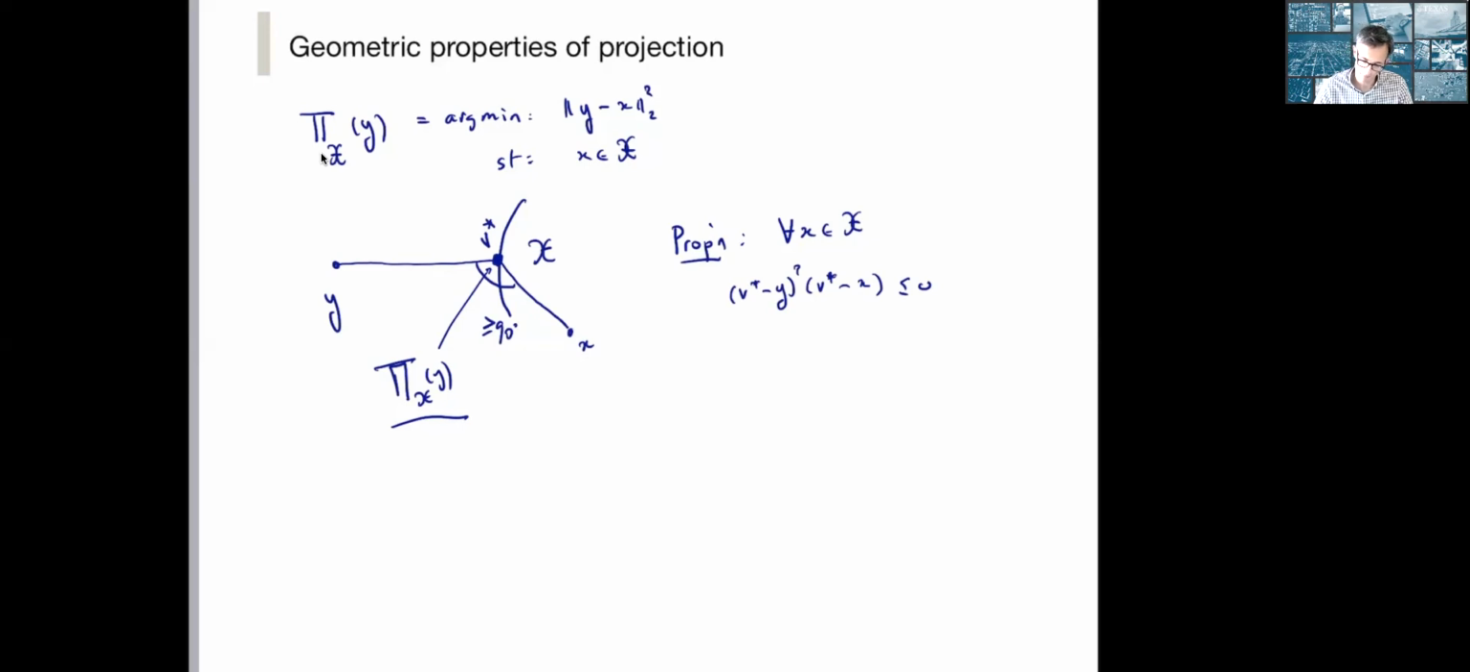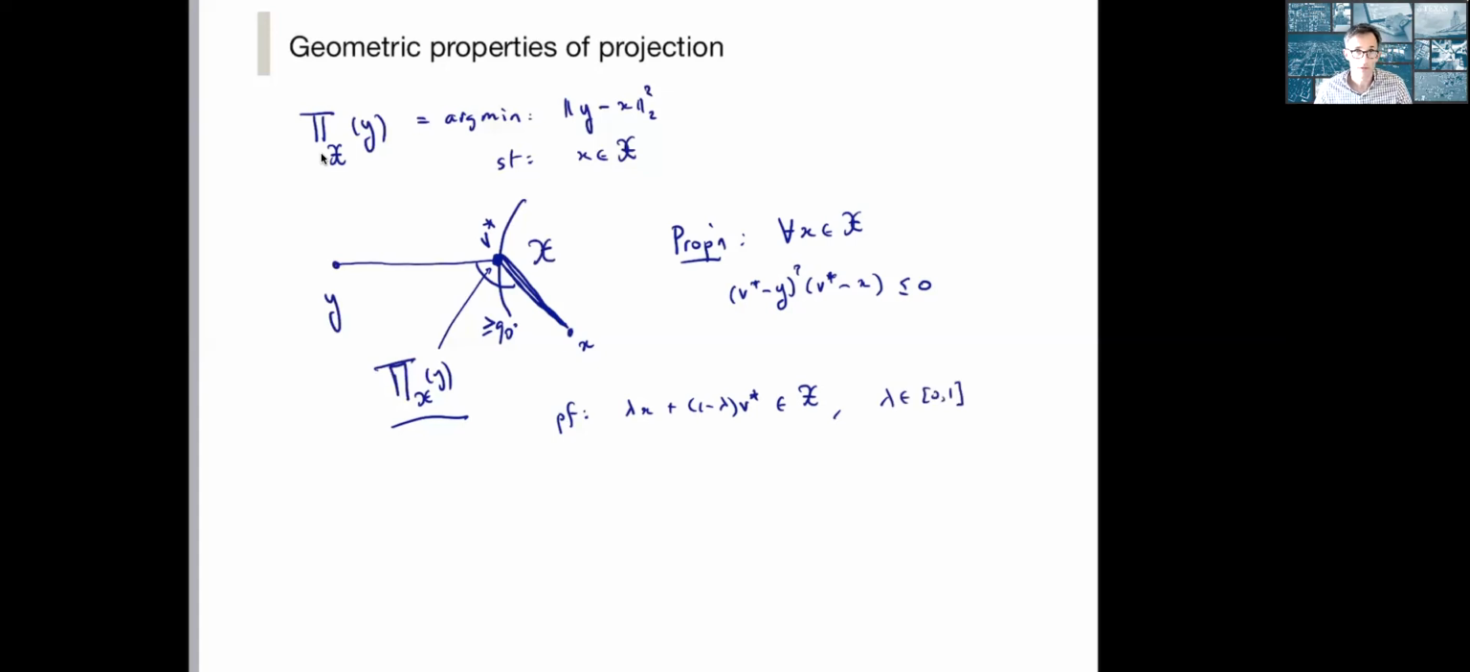So let's give this proof. Note that by convexity of the set x, for any lambda, lambda times x plus 1 minus lambda times this projection point, v star, is also going to be in x, just like the picture shows. So this line segment here is mapped out by looking at lambda in 0, 1.